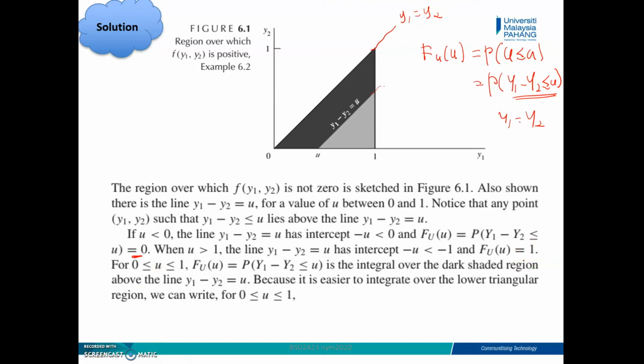So for u between 0 and 1, because you can see u is here, between 0 and 1, the distribution function of u can be the integral over the dark shaded region between 0 and 1, the region above the line y1 minus y2 equal to u. However, in order to make the integration easier, we will integrate the lower shaded region, which is for u between 0 and 1.